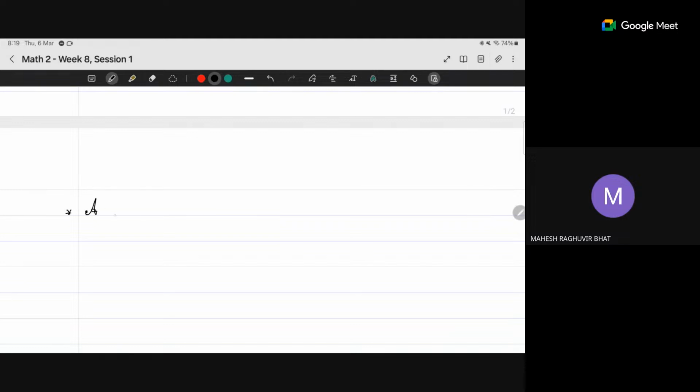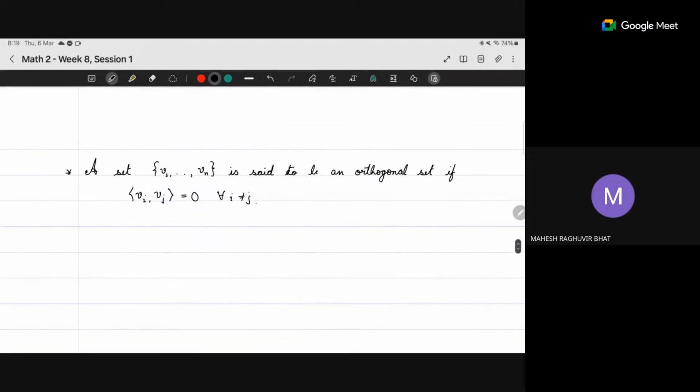A set of finite vectors, let's say we have n vectors, V1, V2, ..., Vn, is said to be an orthogonal set if the inner product of Vi and Vj is equal to 0 for all i not equal to j. So what does this mean? If you take any pair of distinct vectors from the set, then their inner product has to be 0.